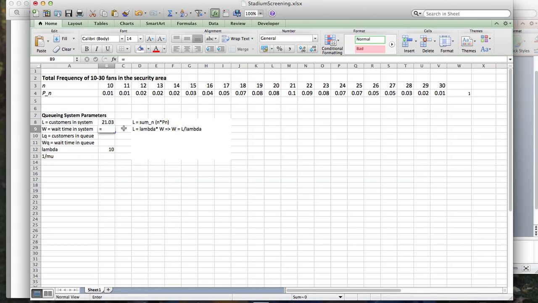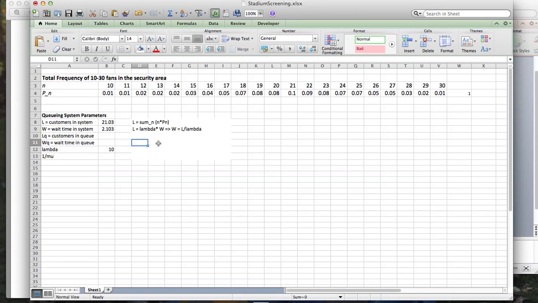So the average time in the system is this 21.03 divided by the 10. So what we're basically saying is, on average, a fan spends 2.1 minutes in the system. Now we can get the ball rolling. What we really wanted to know is the average amount of time the fan spends waiting in line to get screened.